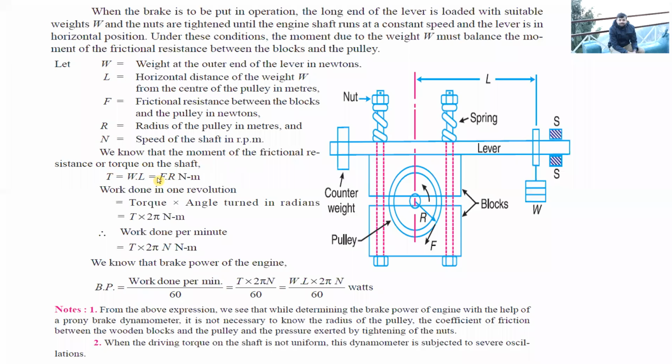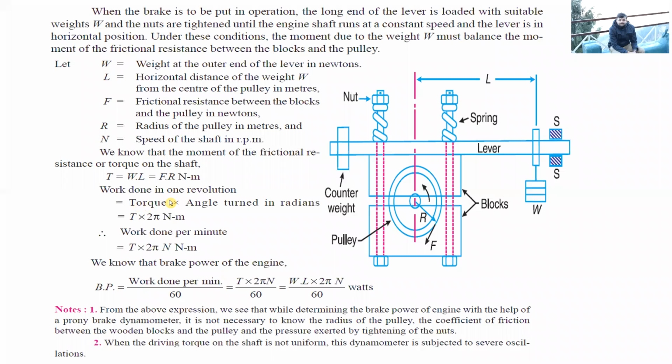N is the speed in RPM. Okay. So as I told you, this equation, that torque will be equal to F into R, this force multiplied by this radius, right? Frictional torque would be this, and in equilibrium, it will be equal to W into L. That is the moment produced by this W about the center of the shaft.